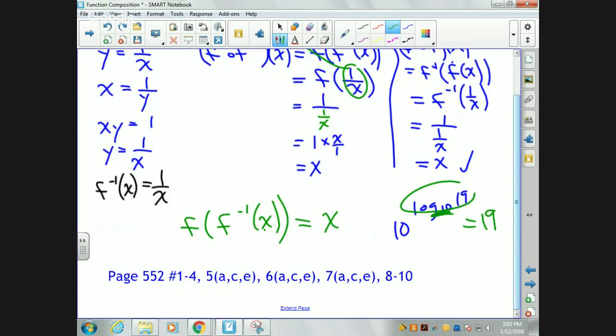Anytime you take a function and its inverse, you apply them to x or anything else, the two functions undo each other and just leave you with whatever the input was. Excellent. That's it for today. There's the homework. I think I wrote it differently on the board there. I decided to take some out for you.